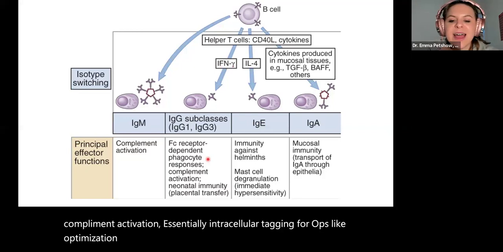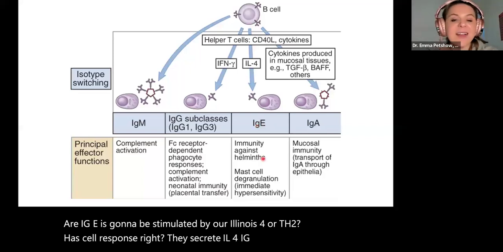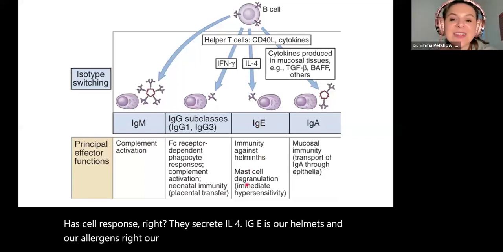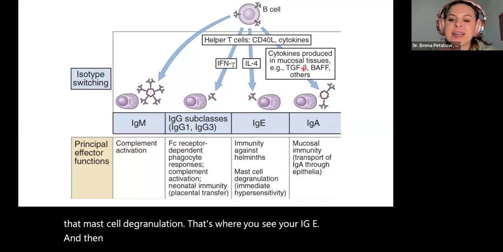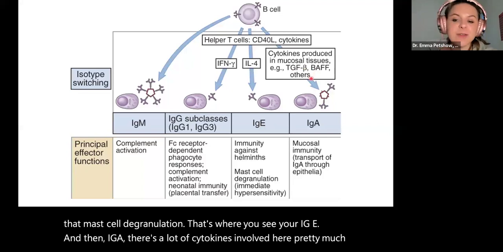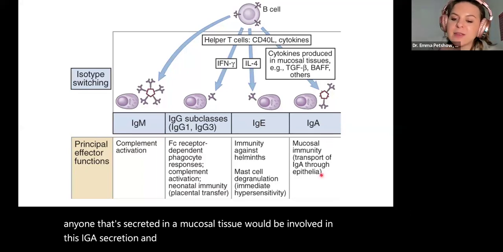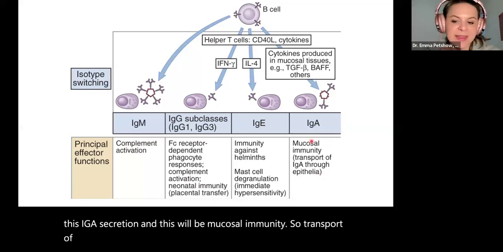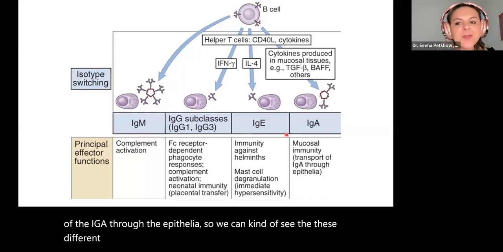Our IgE is going to be stimulated by our IL-4 or our Th2 cell response, right? They secrete IL-4. IgE is our helminths and our allergens, our type 1 hypersensitivity reaction, creating that mast cell degranulation. That's where you see your IgE. And then IgA, there's a lot of cytokines involved here. Pretty much anyone that's secreted in a mucosal tissue would be involved in this IgA secretion. And this will be mucosal immunity, so transport of the IgA through the epithelia. So we can see these different subclasses here, their functionality, and who's being triggered by what.